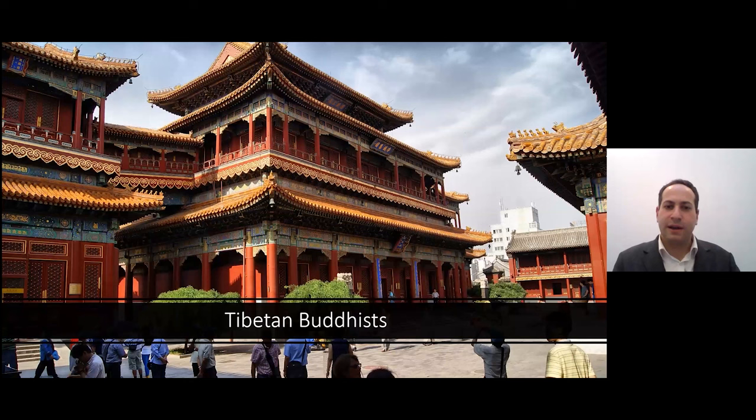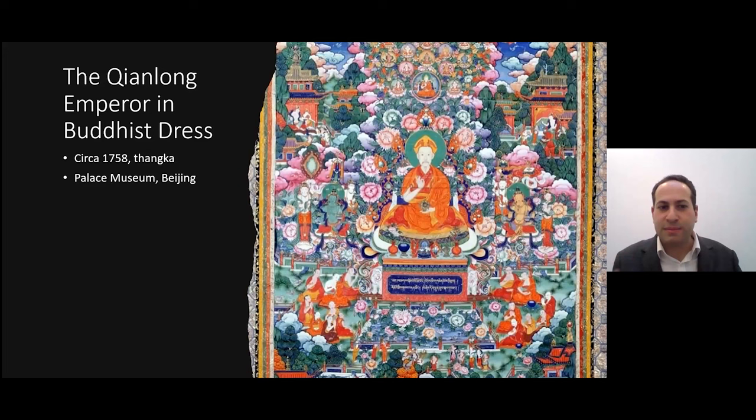As well as all these temples to Guanyin and Guandi, there would have been a large segment of Tibetan Buddhists. There is the Yonghe Gong Palace in the northeast of Beijing. So the Qianlong Emperor and the Qing were great founders of Tibetan Buddhism. They portrayed themselves as Tibetan Buddhists, again, to show their universality.